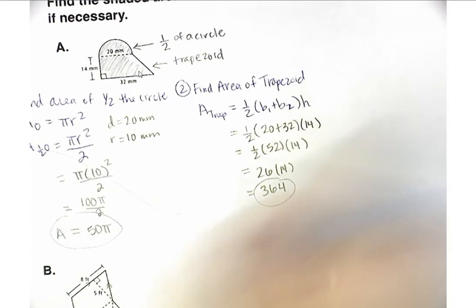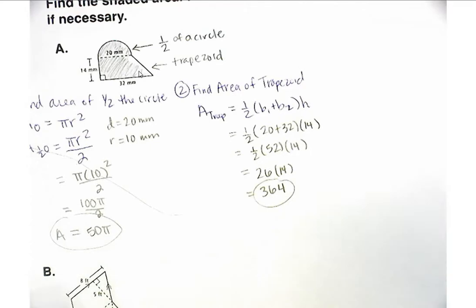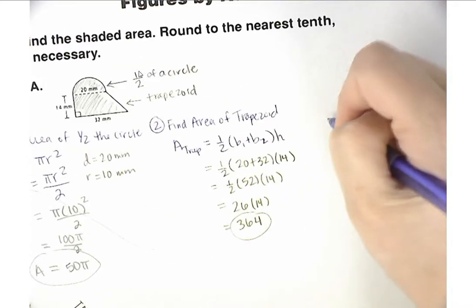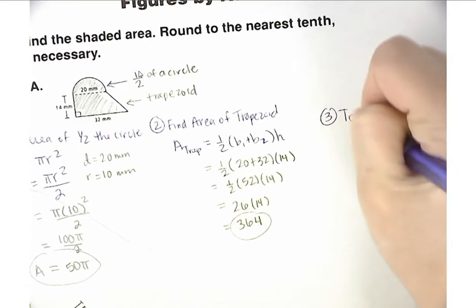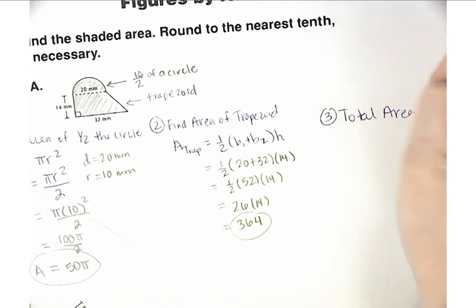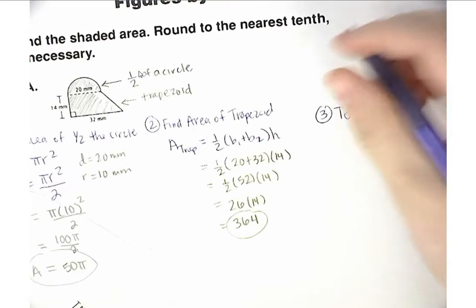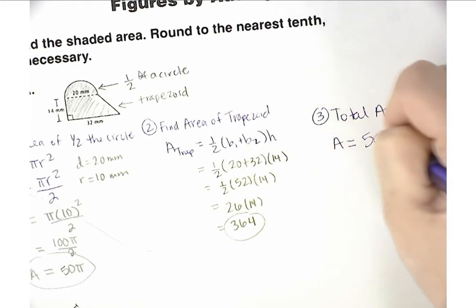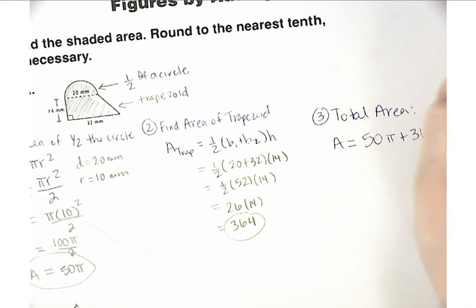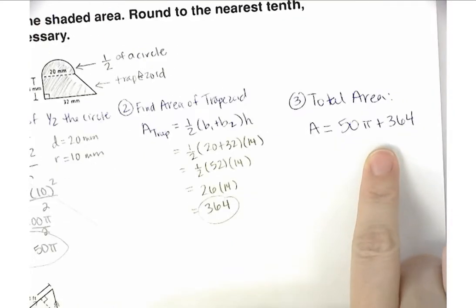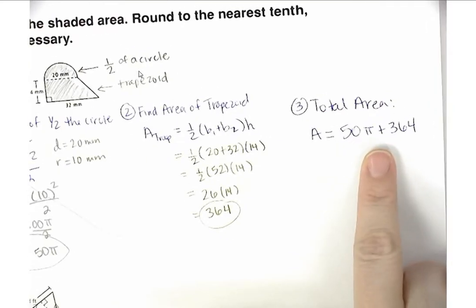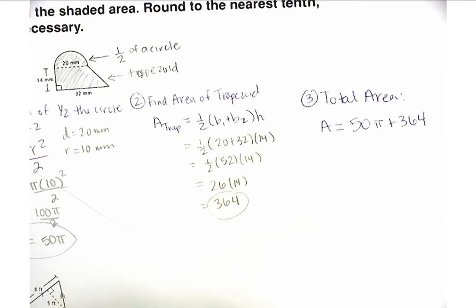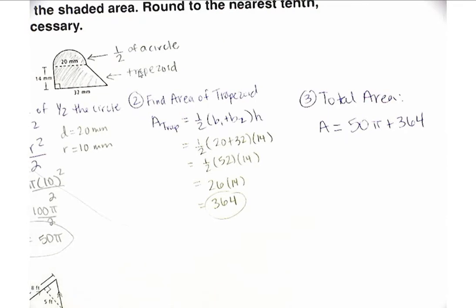Okay, and last step is going to be to add them together. So this is going to be your total area. Okay, so the total area is going to be 50 pi plus 364. If the directions said to leave it in terms of pi, that's what we do. Since it says to round to the nearest tenth, we are going to calculate that.